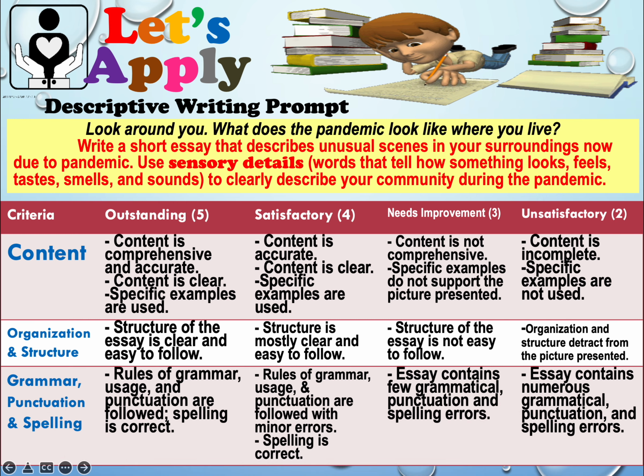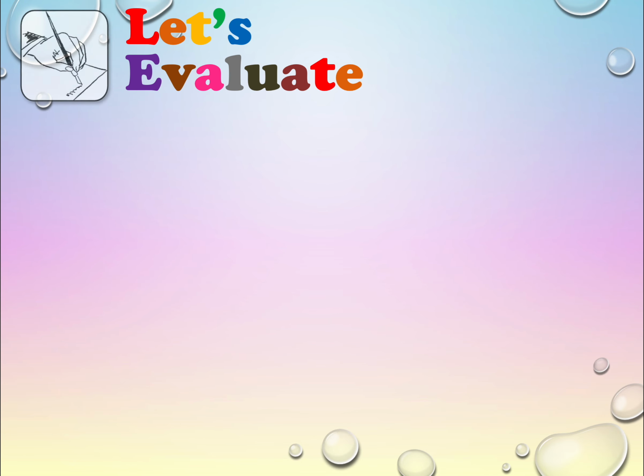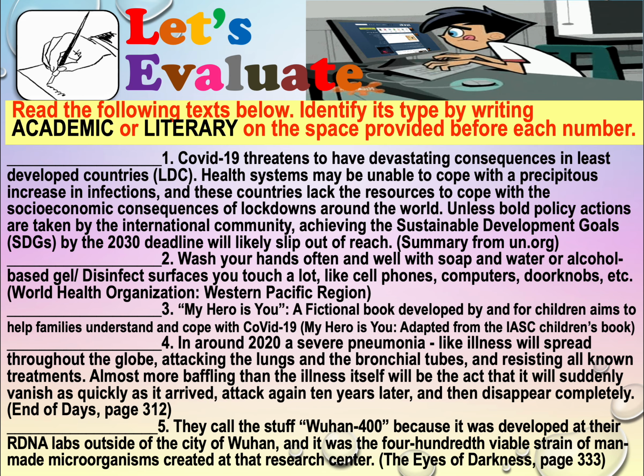So you are to write an essay. This time, it's writing an example of an academic writing, describing the things around you. So we call it a descriptive writing prompt. Choose a title for your work. And for your final evaluation, you are asked to read the following text below, identify its type by writing academic or literary writing on the space provided before each number.